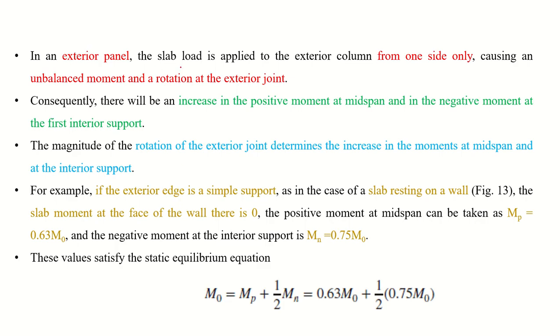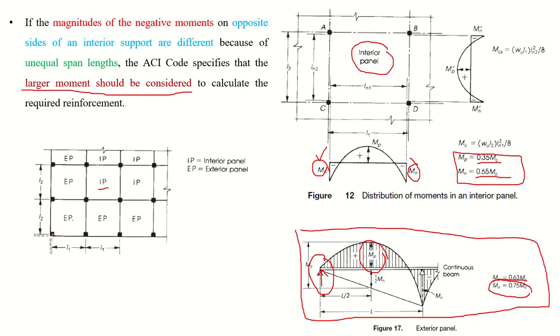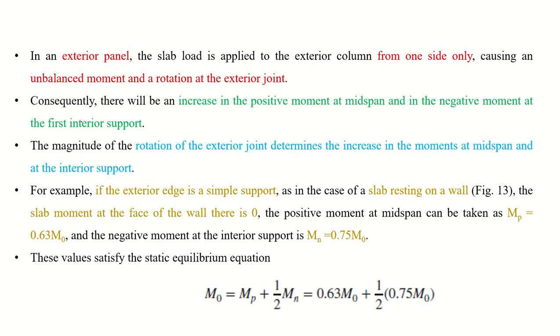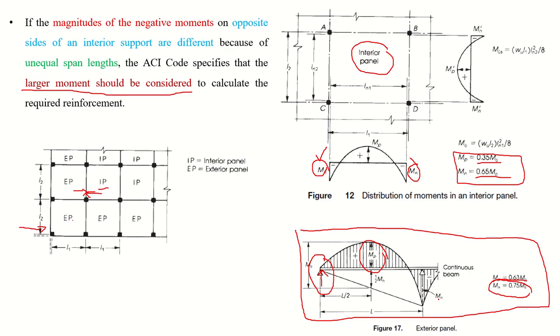In an exterior panel, the slab load is applied to the exterior column from one side only. I already explained it. If at this column there is no loading from this side, however, when you consider this panel, the loading from this side and this side are almost the same. Consequently, there will be an increase in the positive moment at midspan and in the negative moment at the first interior support.